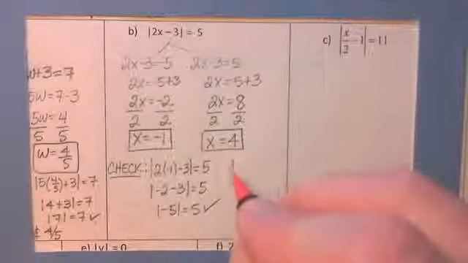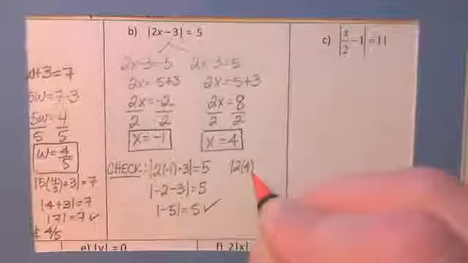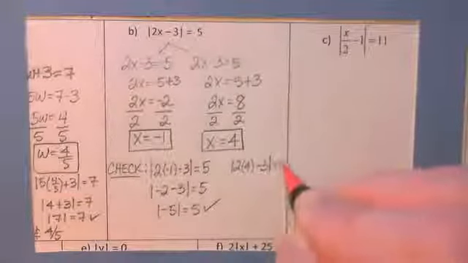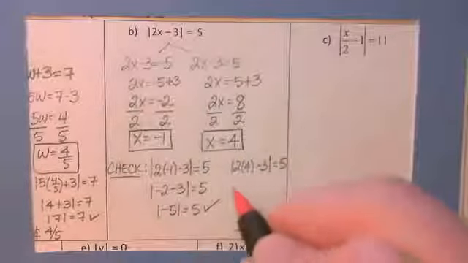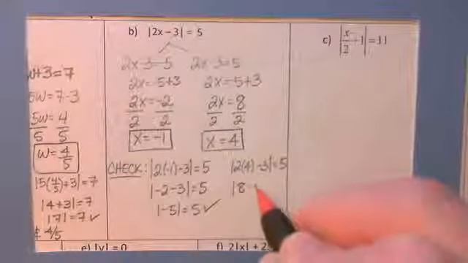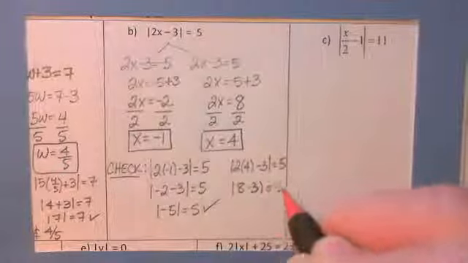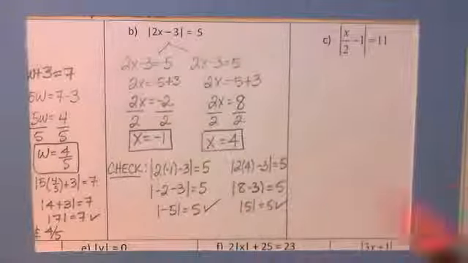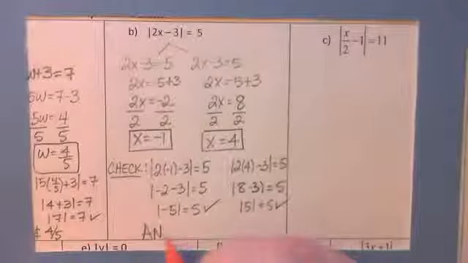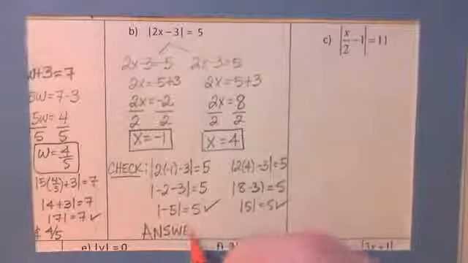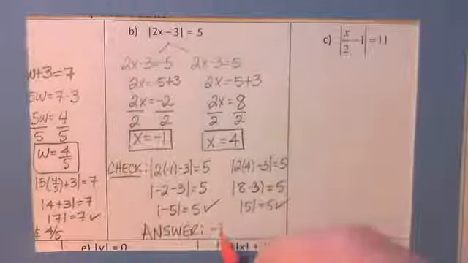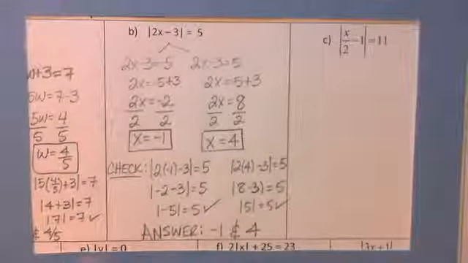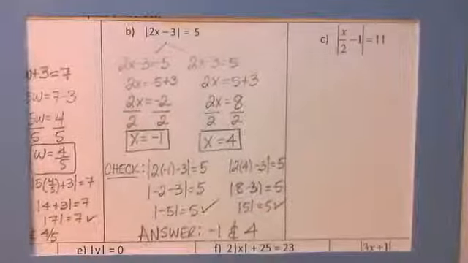Let's try the other one. 2 times 4 minus 3 is equal to 5. So this would be 8 minus 3, and this will be the absolute value of 5 equals 5, and that is also true. So the answer for this problem will be negative 1 and also 4. Okay? Alright, let's go to our last example here on this row.